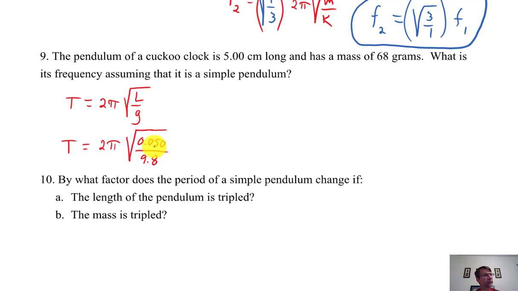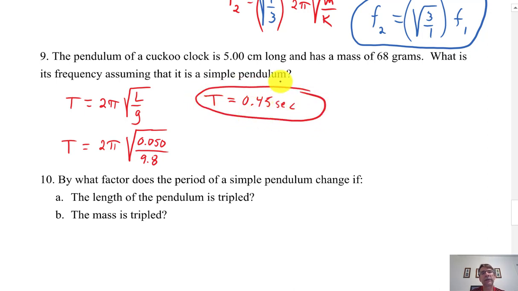So the first thing you would do is divide the 0.050 by the 9.8. Then you would take the square root of that and multiply by 2 pi. I did all that. If you have a calculator, it's pretty straightforward. 0.050 divided by 9.8 first. Take the square root of that answer and multiply by 2 pi. You end up with 0.45 seconds.